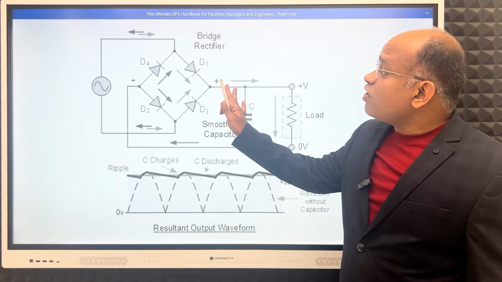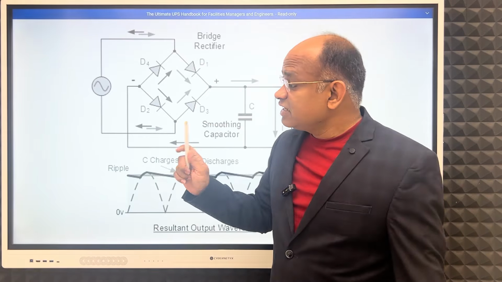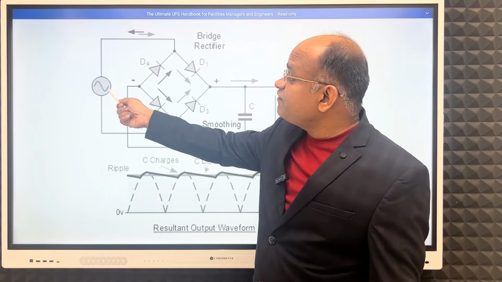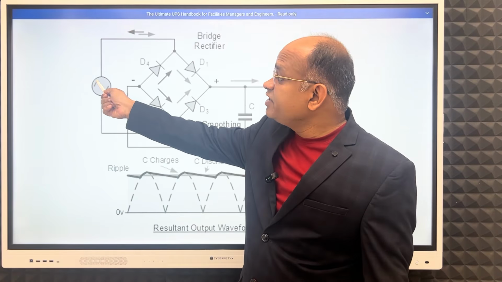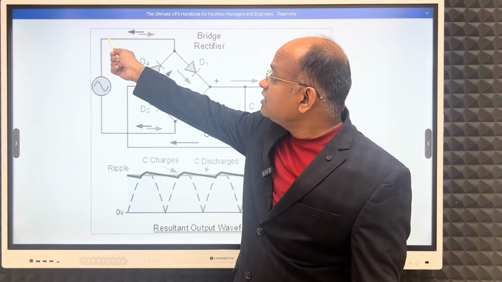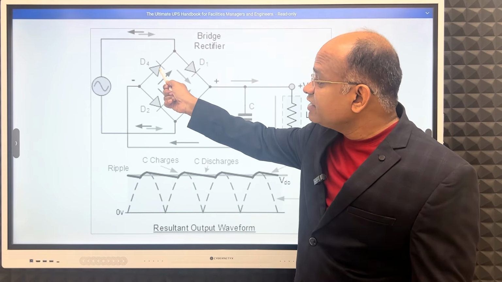See, this is the block diagram of a bridge rectifier. Now, listen carefully. From here, the current will start. Let's say the first half cycle, the first peak of our cycle, started from here. It is coming here. Where it will go here, it cannot.